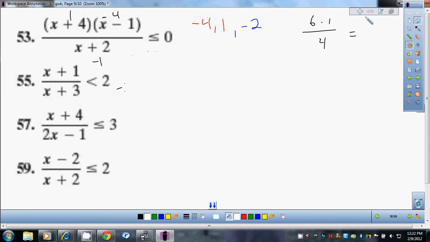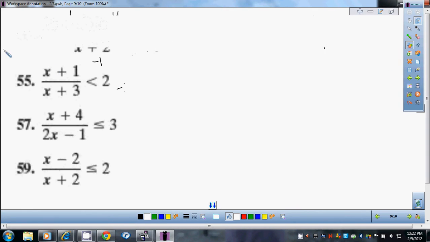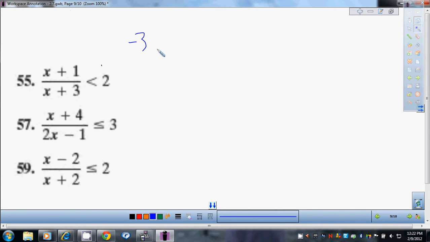For instance, let's look at one. I'm done with that talking. Let's throw that up. All right, let's look at 55. First things first. Where am I going to have an asymptote? -3. That won't change. But now, I'm no longer looking for what makes this equal to 0, because 0 is not the number I'm interested in.